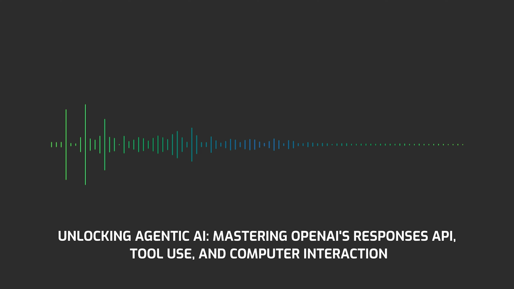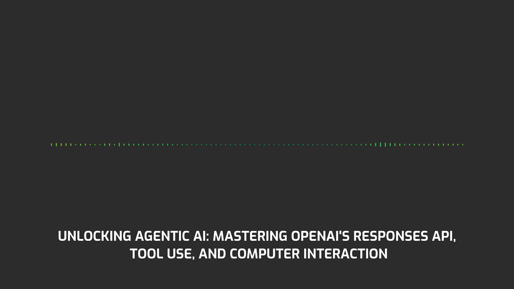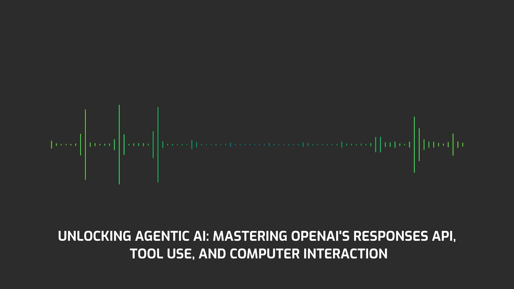Okay, so let's say I've got my environment set up. I've got Playwright configured, or maybe I've got my Docker container running. What's the actual step-by-step process of interacting with this computer-using agent model? Yeah, so the interaction follows a pretty clear sequence.